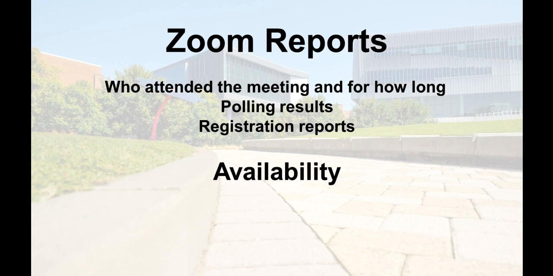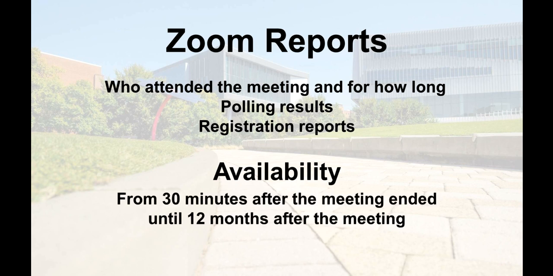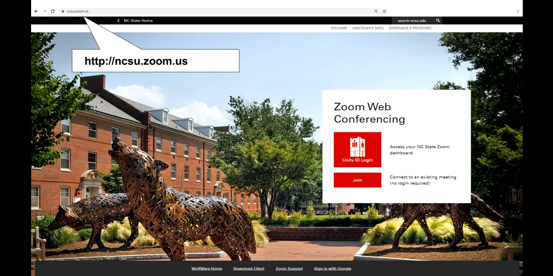When are the reports available for you? Recently ended meetings may take up to 30 minutes to provide complete reports, and reports can be retrieved for the last 12 months. To access your reports, you'll sign into the web portal at ncsu.zoom.us. I invite you to pause the video and take a moment now to log into the web portal to follow along.